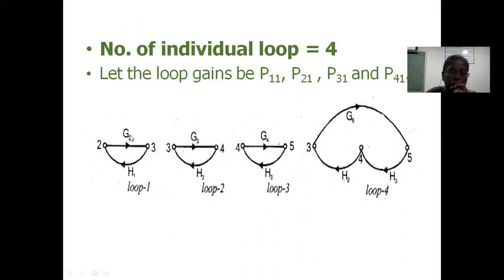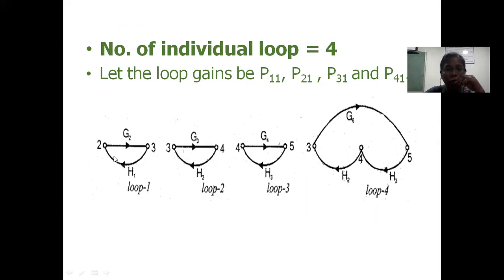So here you can see this is loop 1 from 2 to 3, then loop 2 from 3 to 4, then loop 3 from 4 to 5, and the fourth loop is from 3 to 5, then from 5 to 4, then from 4 to 3. Right. So these are the individual loops available in the signal flow graph. Again, for these individual loops, for each and every loop, we have to find out the gain.